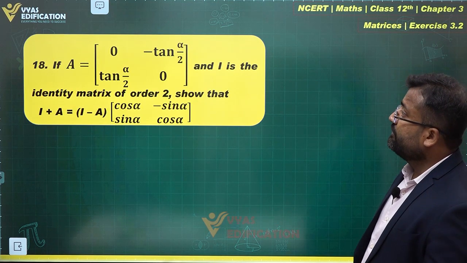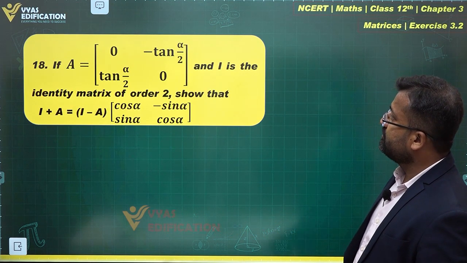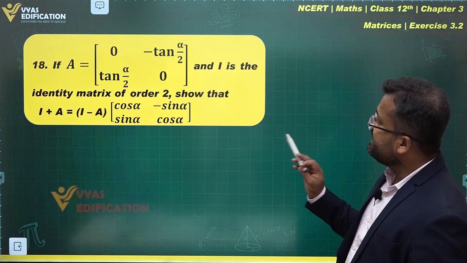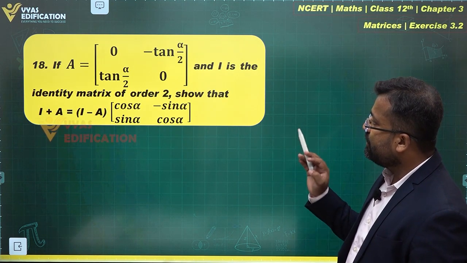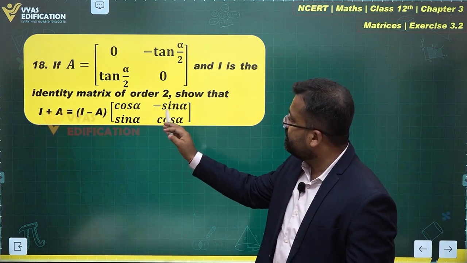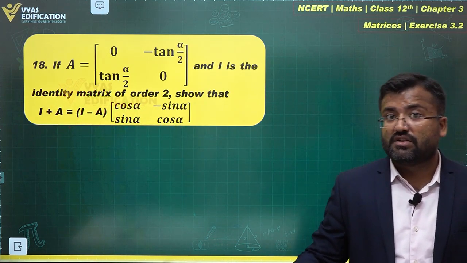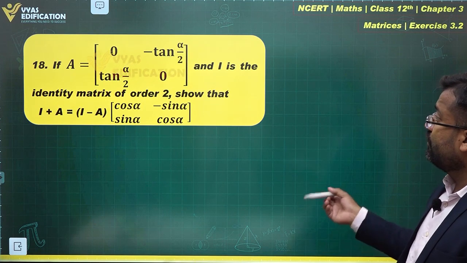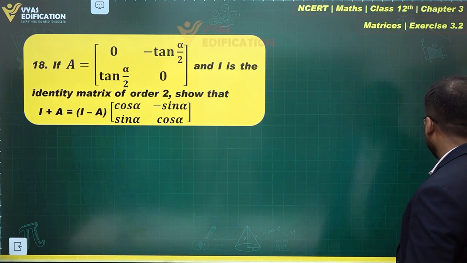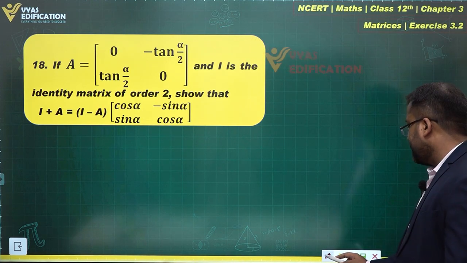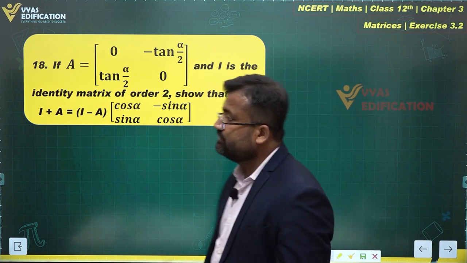Let's discuss this question. If A equals this matrix and I is the identity matrix of order 2, show that this matrix is equal to this matrix times this big matrix. That's what we are supposed to prove, show that, right? How do we approach this question? We'll have to simplify the LHS and RHS separately. Let's try to do that.